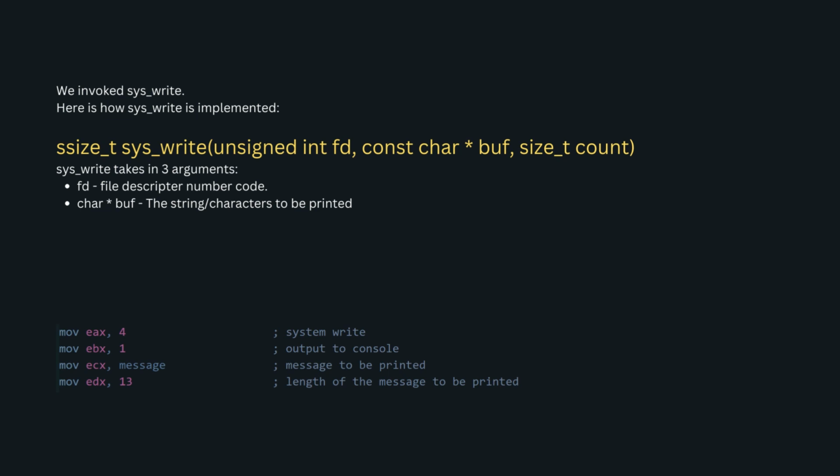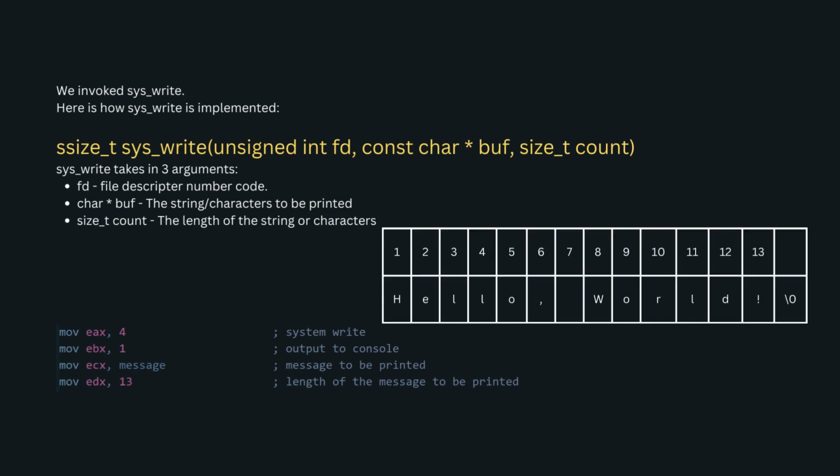And just as we did with the first variable, this variable will be passed to the next available register, which is register ECX. And finally, for some reason, we have to tell the system the length of our message. And as you can see from here, our message is 13 characters long. So we'll pass 13 to the next available register, which is register EDX.